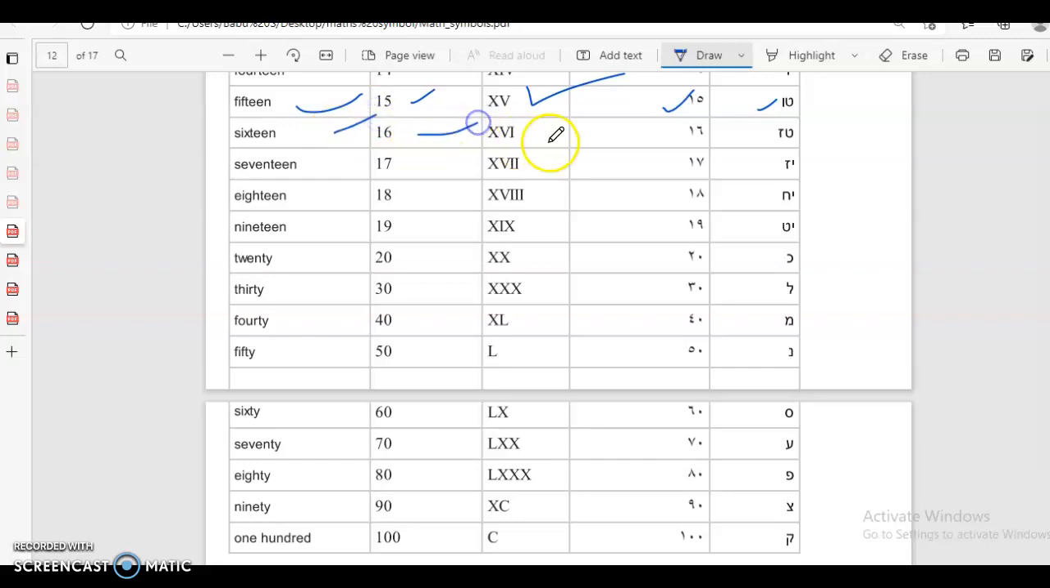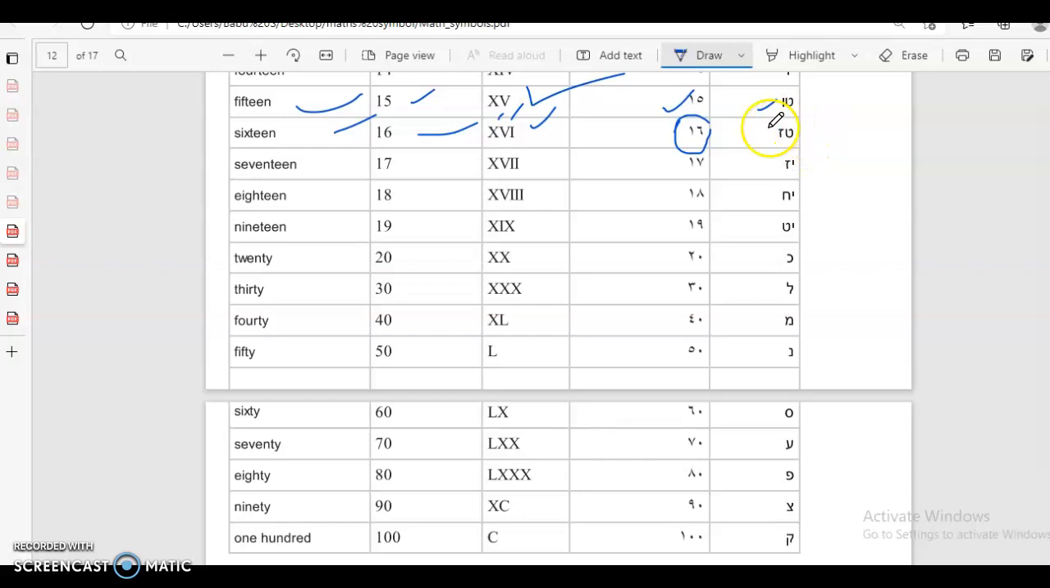16 in Roman letters is XVI, with a capital C and capital Y. In Arabic, say 1 and 7, which we saw in the last video. The Arabic numerals are the same, no new letters, no confusion, logically the same.